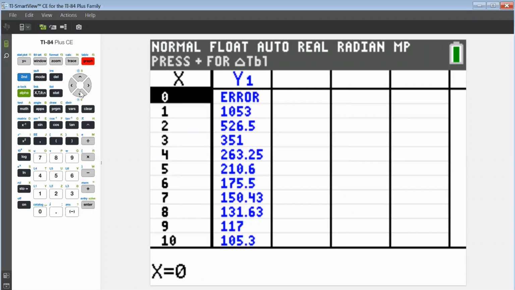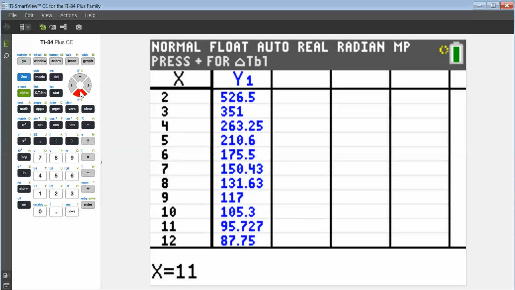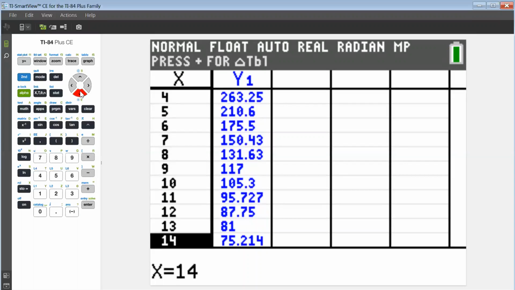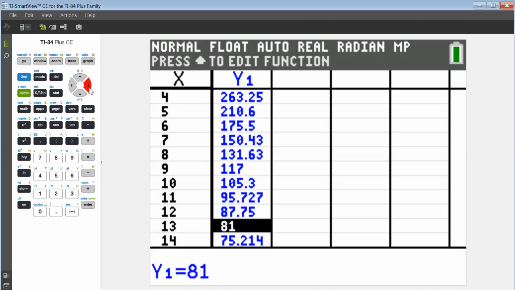So 1053. I'm looking for, I see 9 and 117. I see 13 and 81. 13 is a prime number, and I know 81 is a perfect square. So it's going to be 13 and 81.